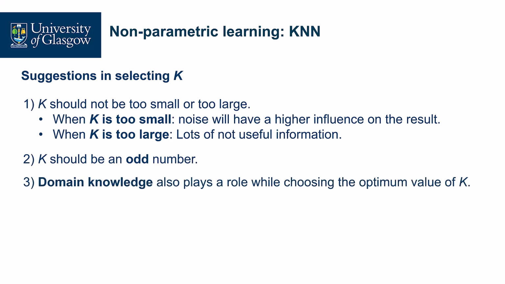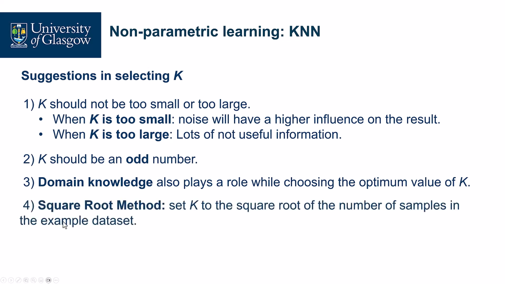Also, domain knowledge sometimes plays a role in choosing the optimal value of k. These are the 3 rules of thumb, but we still do not know how to set k. There is a concrete one, which we call the square root method. Normally we set k to be the square root of the number of samples in the example data set. This provides you a reference.